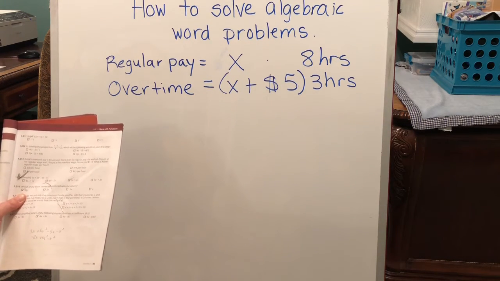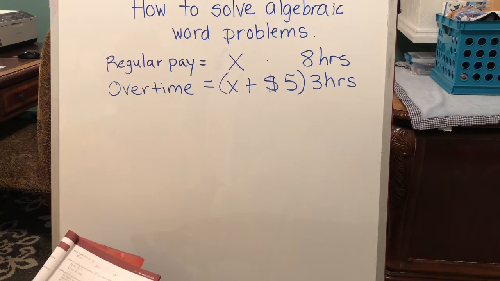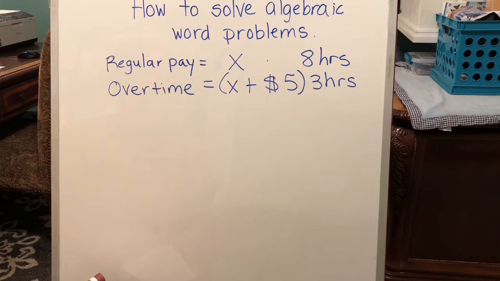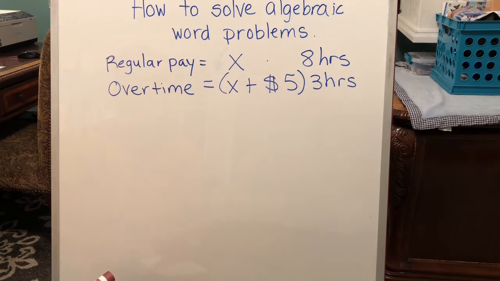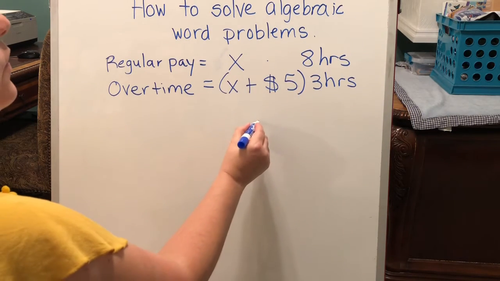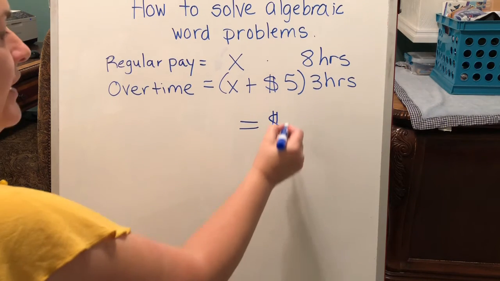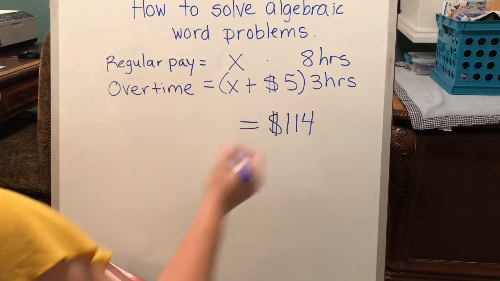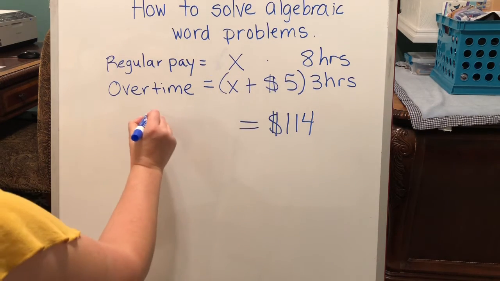Now, his total that he earned was $114. What was his regular pay? So the question, what was his regular pay? What was his regular pay, the X? That's really what we're solving for here. But they're telling us that his regular pay at 8 hours and his overtime pay at 3 hours equals a total of $114. So we know that we're going to add this pay plus this pay.